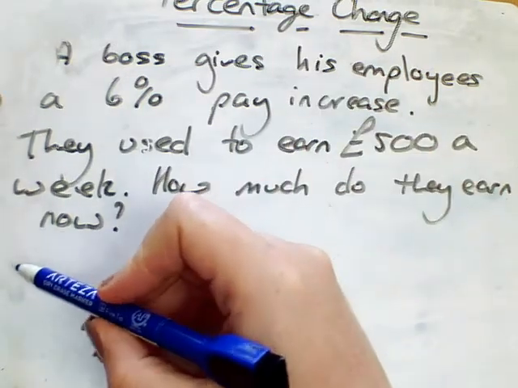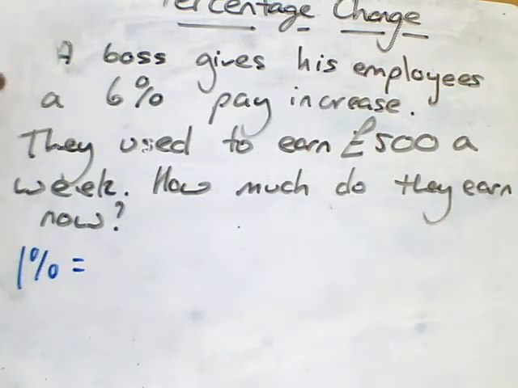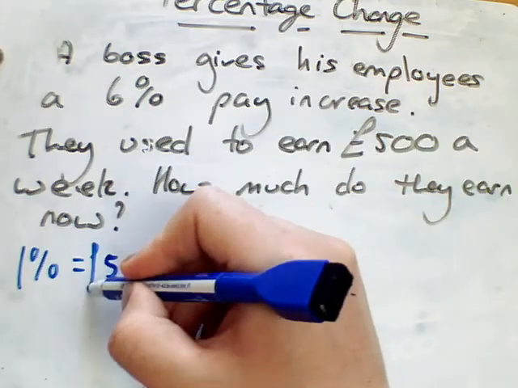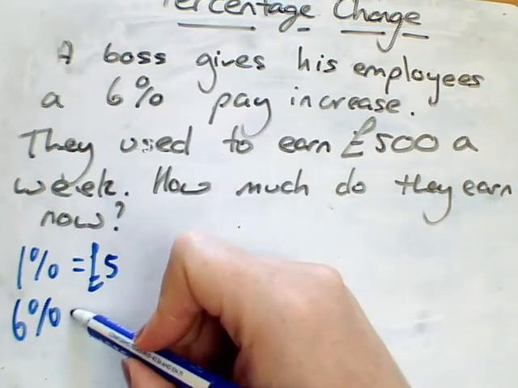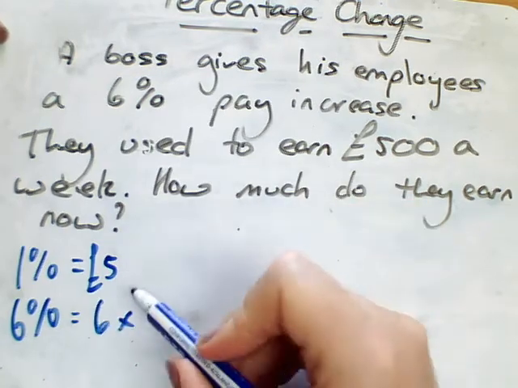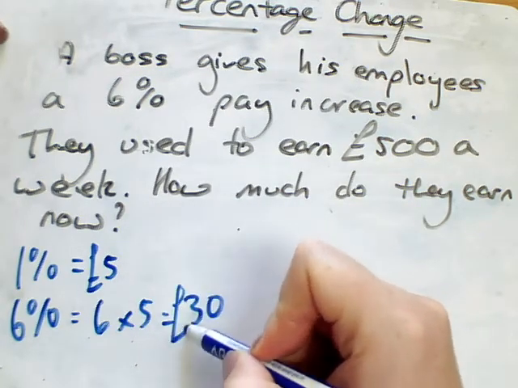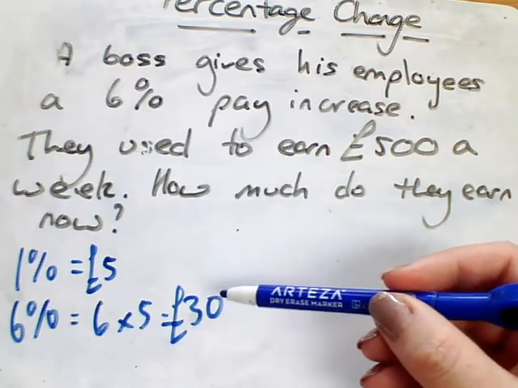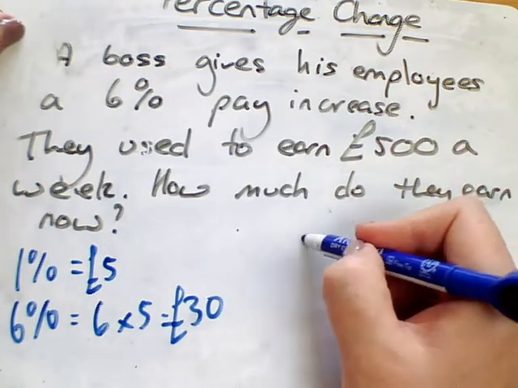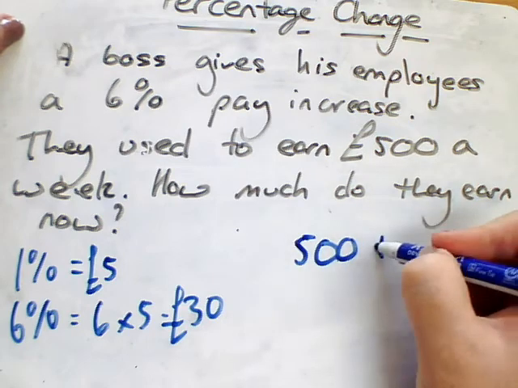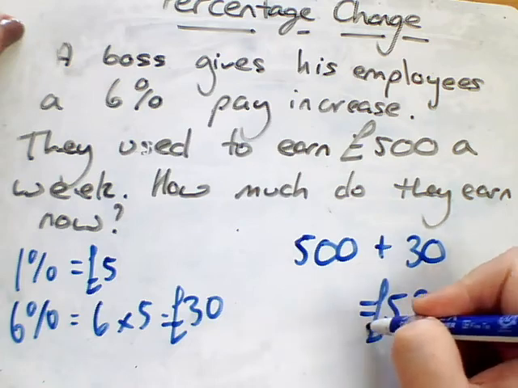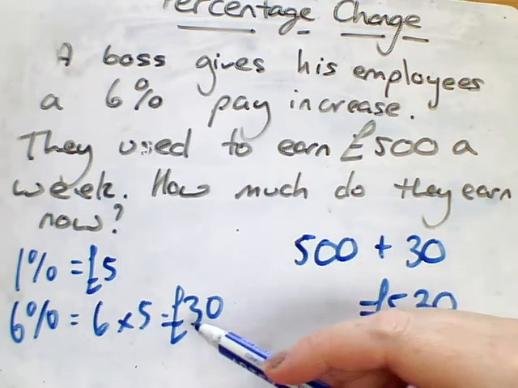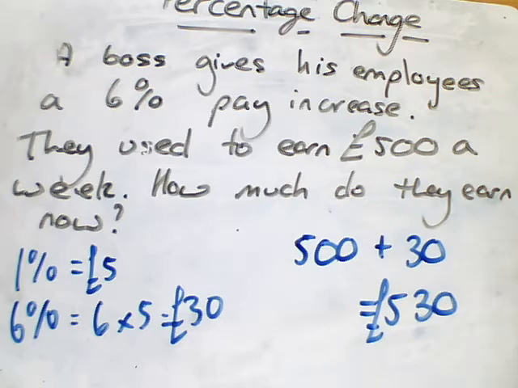So we're going to do this by finding 1%. So 1% of this, okay, remember we divide by 100, is £5. So to get 6%, I'm going to times that value by 6. So I'm going to do 6 times 5, so £30. So they're going to gain £30. So to finish our calculation, I'm going to do 500 plus the £30, which is going to give me £530. If you've forgotten how to find percentages of amounts, you need to go and watch that video first. Okay?